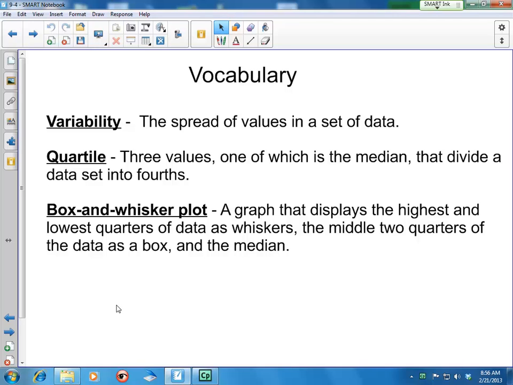Our next one is quartile. It says three values, one of which is the median, that divide a data set into fourths. Okay? And we'll have our first quartile, our second quartile, I guess, would be half or your median, and then the third quartile would be on your upper end of your data set. And finally, a box and whisker plot is a graph that displays the highest and lowest quarters of data as whiskers, the middle two quarters of the data as a box, and finally the median.